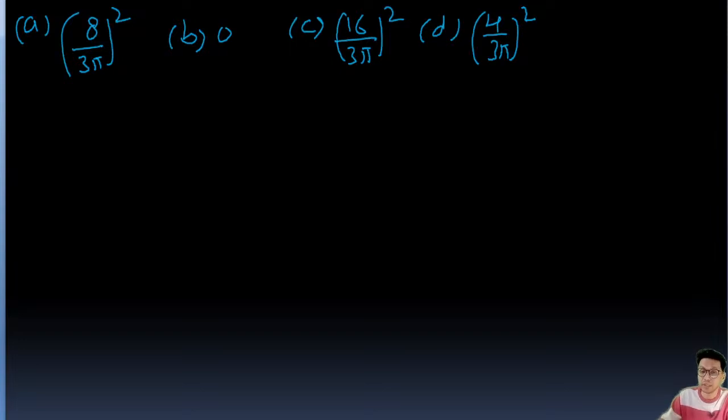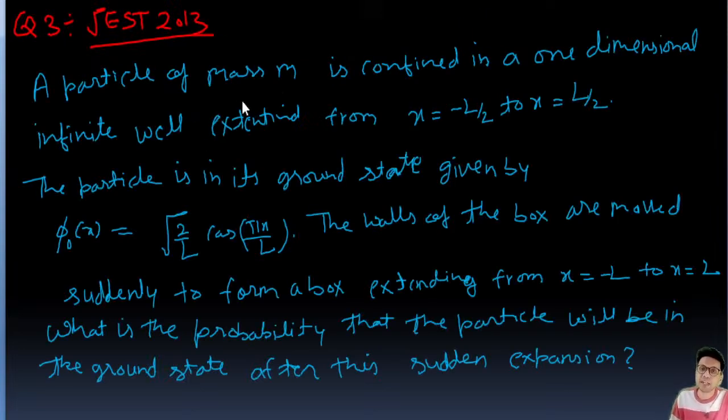I'll read it for you again. A particle of mass m is confined in a one-dimensional infinite well extending from minus L by 2 to L by 2, that is the width of the symmetric potential. The particle is in its ground state given by psi 0 of x equal to root 2 upon L cos pi x upon L.